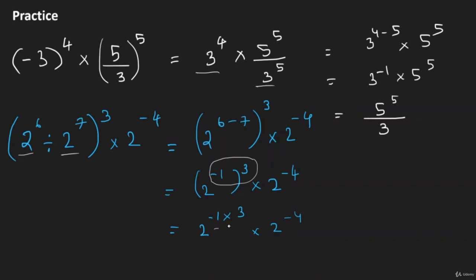So this is minus 3 and this is minus 4. You have the same base in these two exponents. So this simplifies to 2 to the power minus 3 plus minus 4, which is equal to 2 to the power minus 7. Alright, let's do the next problem.